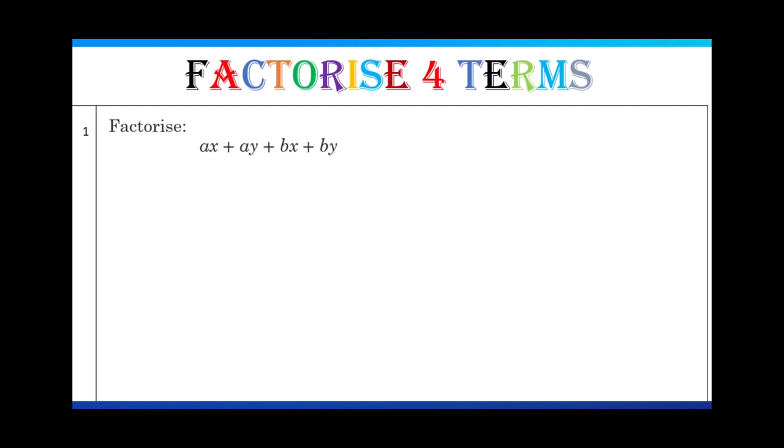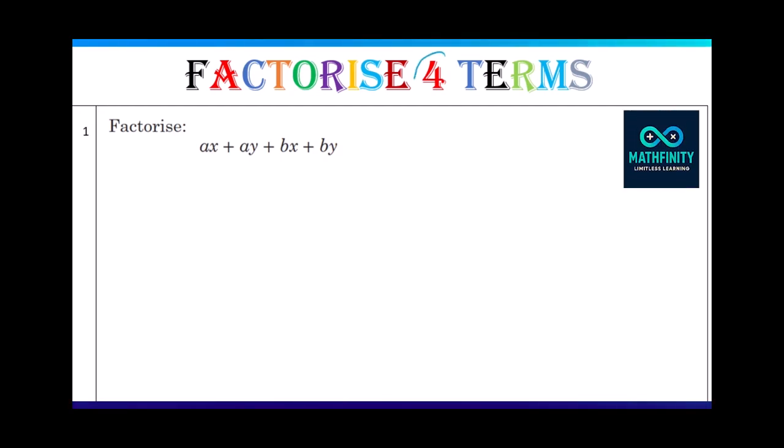Hello guys, today I am going to discuss with you how to factorize four terms. In the last class, we discussed how to factorize two terms, and today we will discuss how to factorize four terms. And then in the next class, I will discuss with you how to factorize three terms.